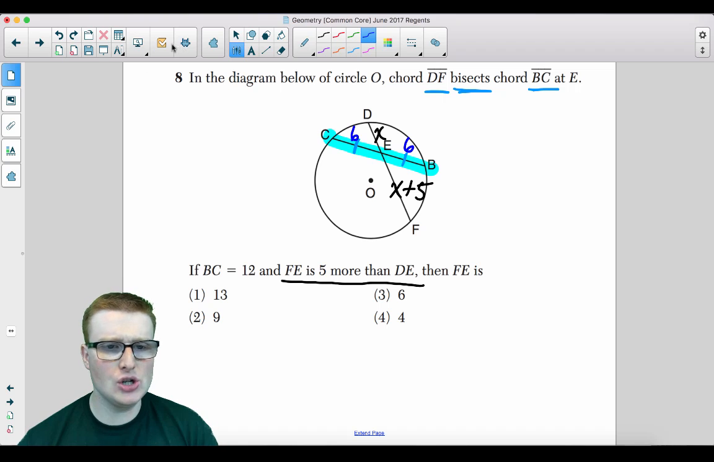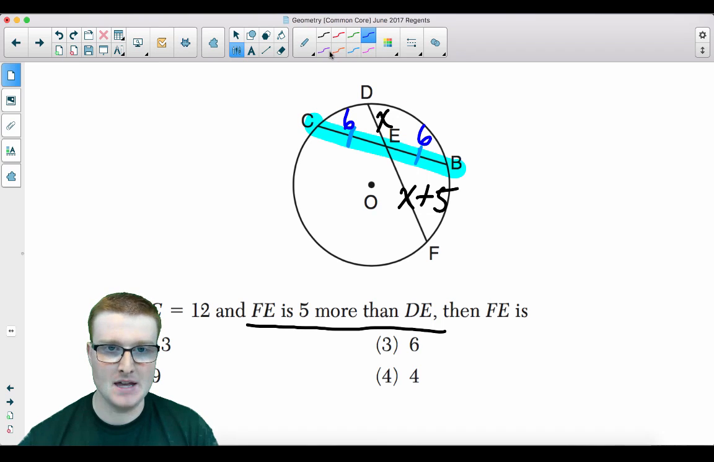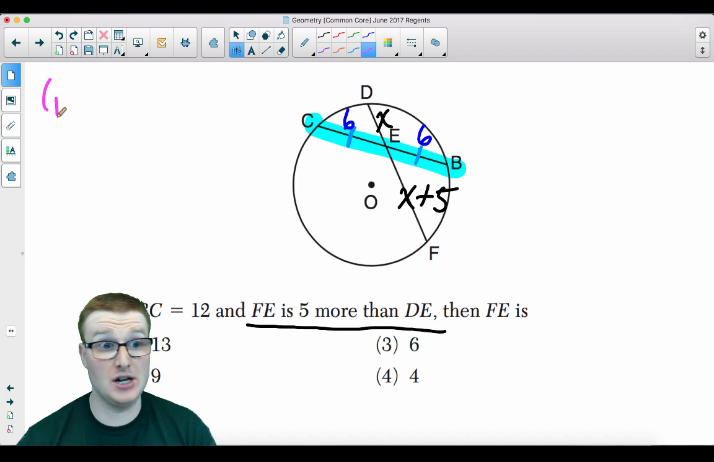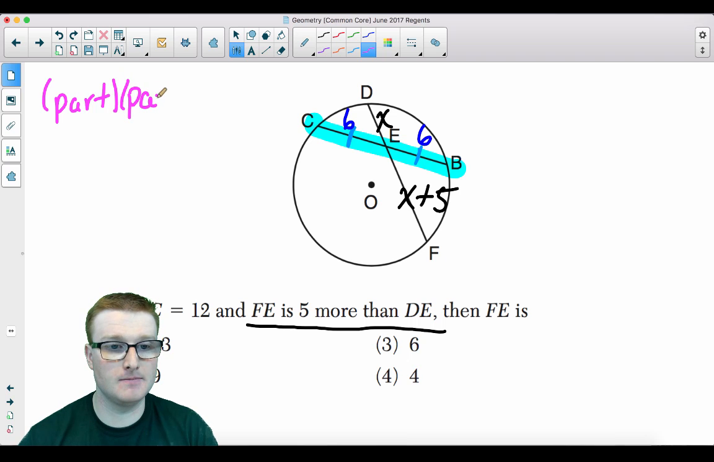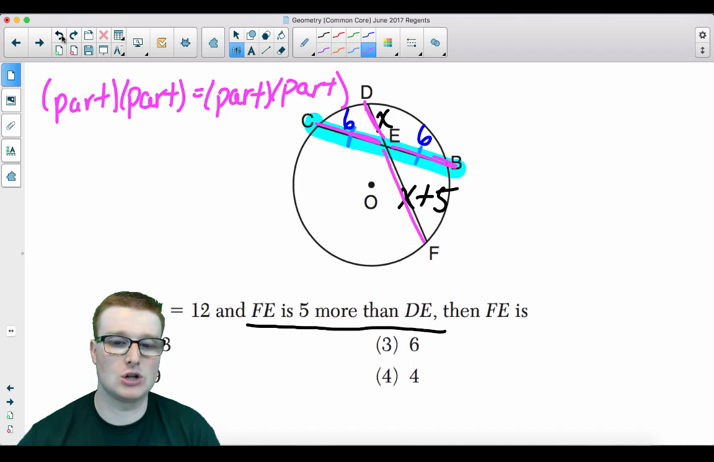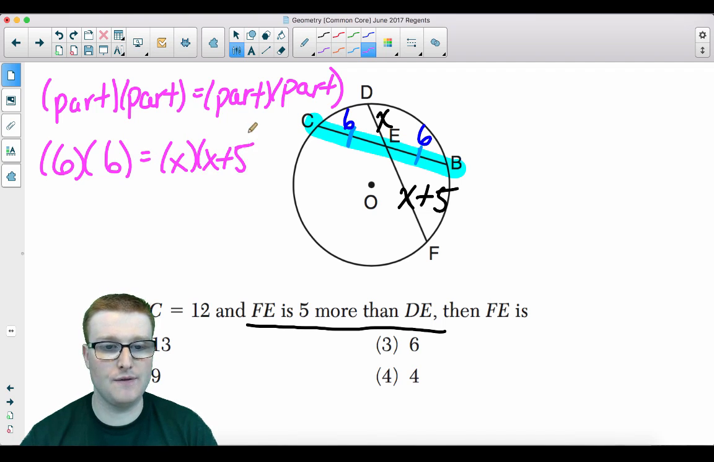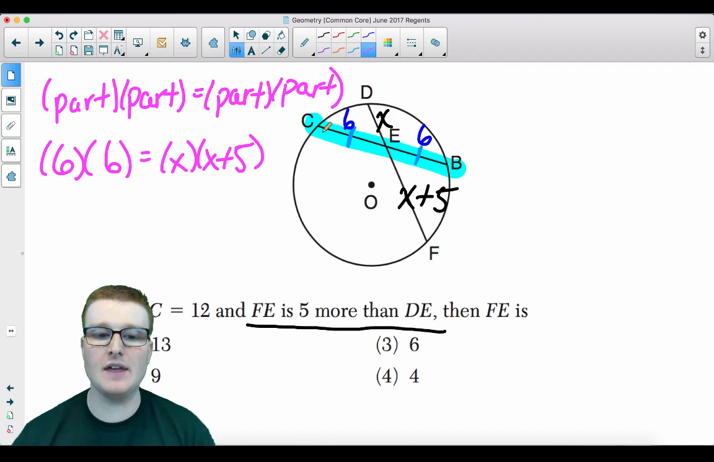So, you should have learned some circle relationships. If 2 chords intersect each other, there is a simple formula that you should know. Part times part equals part times part. Pretty simple. As in, CE is a part, EB is a part, DE is a part, and EF is a part. Great. So what I'm going to do, plug it into my formula. Part times part. 6 and 6 equals X and X plus 5. The parts next to each other have to be the same chord. You can't go 6 times X equals 6 times X plus 5. Can't work like that. It has to be on the same chord.